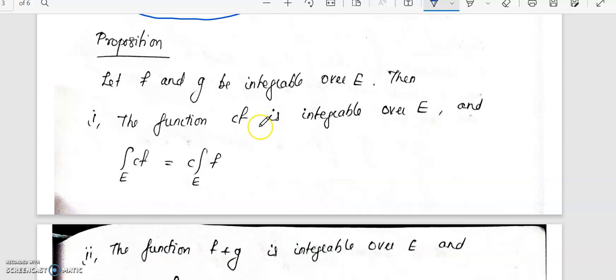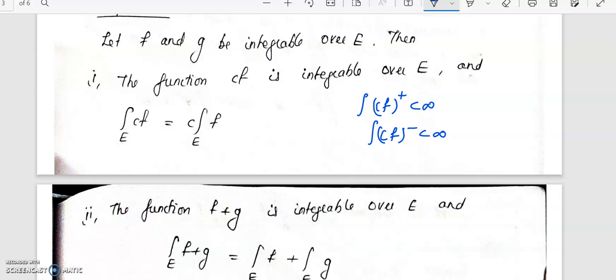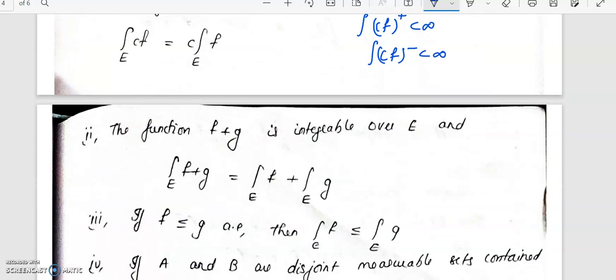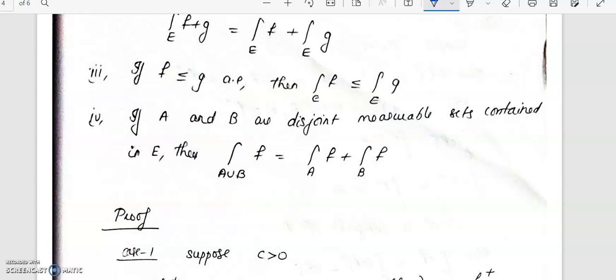So let us prove the first result. So we need to show that for any real number c, c is an arbitrary constant. c യുടെ value positive ആവാം, negative ആവാം, 0 ആവാം. So in all the cases we will show that integral cf is equal to c times integral f. So we will show that cf is integrable. So cf integrable ആണെങ്കിൽ we need to show that integral cf plus is less than infinity and cf minus is less than infinity. So this is what we are going to show for different possible values of c.